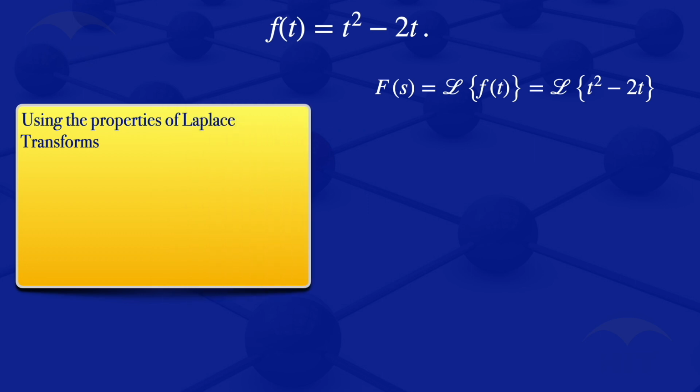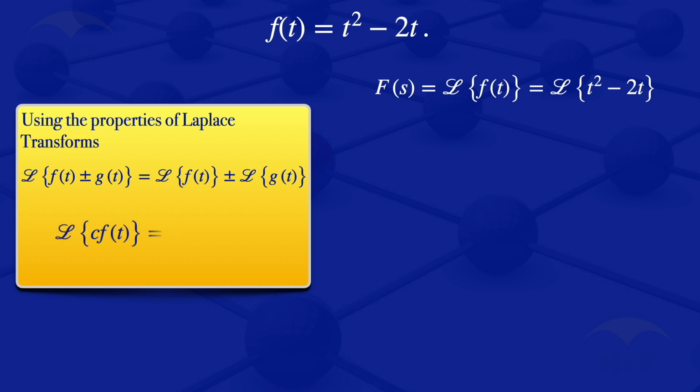The first one that we use is the linearity property, which says that the Laplace transform of f of t plus g of t is equal to the Laplace transform of f of t plus the Laplace transform of g of t. So this property will give us the Laplace transform of t squared minus the Laplace transform of 2t. And then we apply the second property, where the Laplace transform of c times f of t is equal to c multiplied by the Laplace transform of f of t.